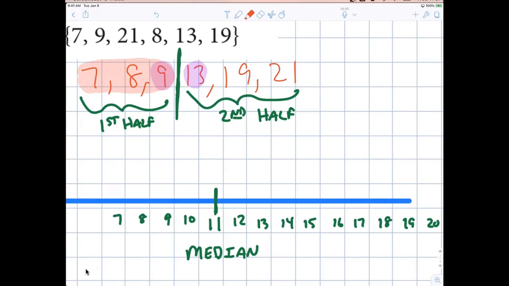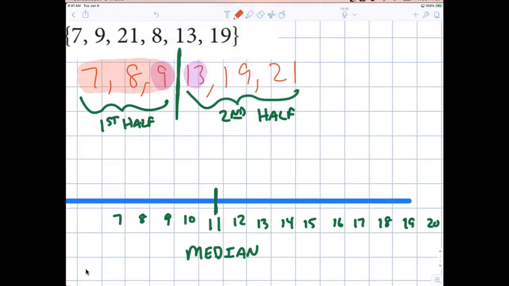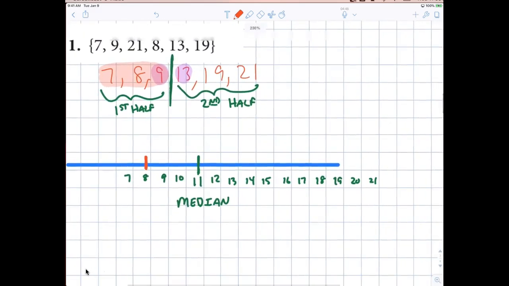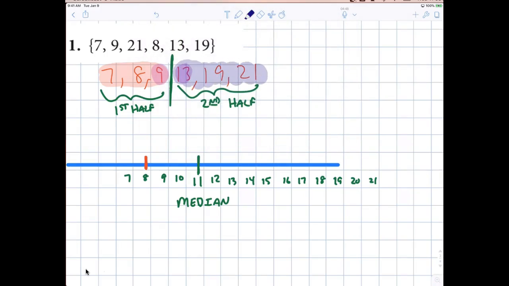All right? So now I'm going to make it a different color. I don't know why, but I'm going to make it a different color. And I'm going to highlight 8. This is 8. Does everybody agree with that? Does everybody see what I did? Right? Now, what's the median of this side over here? 19. So now, let's go and make a dot at 19.